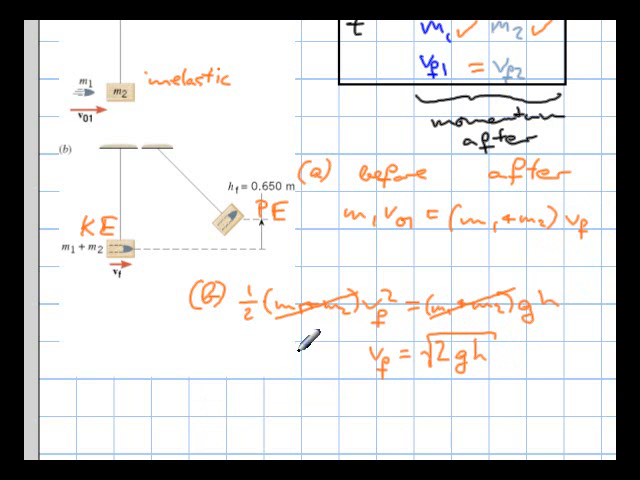So I substitute in there, and so I have m1 times v01 equals all the stuff on the right hand side, m1 plus m2, times the square root of 2gh. And you heard me say a moment ago m1 times v01, but I didn't write that down because I divide by it. So divide this by m1, and then here's my substitution for the VF, the square root of 2gh. There we go.